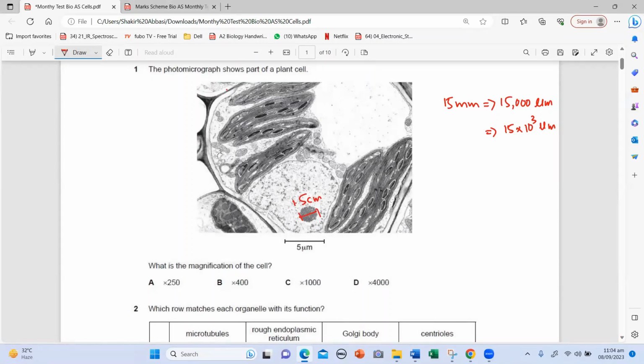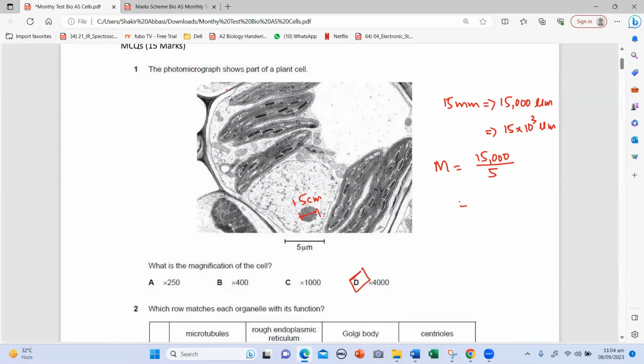But actual is 5 micrometer, as it's given. So magnification will be 15,000 over 5. So it comes to 3,000, right? It may not be the same as the answer, because the right answer is D, and our calculation is 3,000 because this picture is zoomed in at a different level from the way I'm solving it. But the procedure, I hope you understand it.